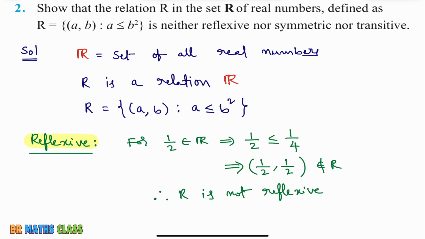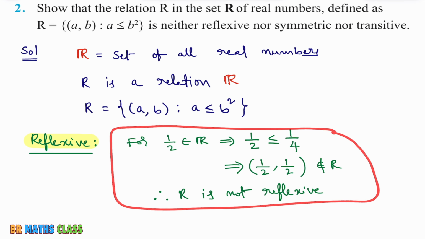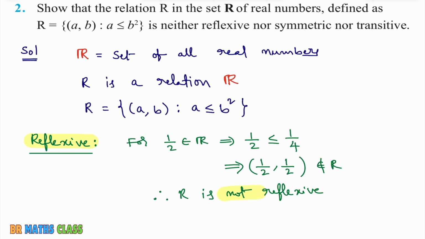See, in relations and functions, when the relation is not reflexive, not symmetric, or not transitive, writing the answer is very easy. We give a counterexample like this: so and so element fails to satisfy the reflexive condition, that's why this relation is not reflexive. We'll say it very easily. But when it is reflexive, you cannot give an example like this. Then you need to check for every element in that particular set whether x comma x belongs to R or not. I hope you understand. This relation is not reflexive.